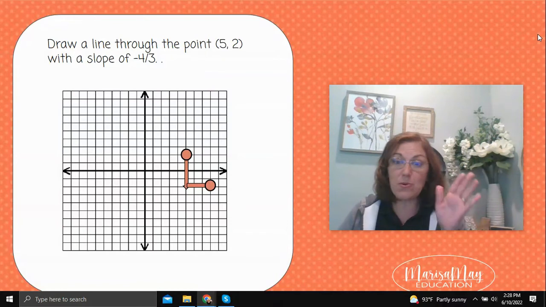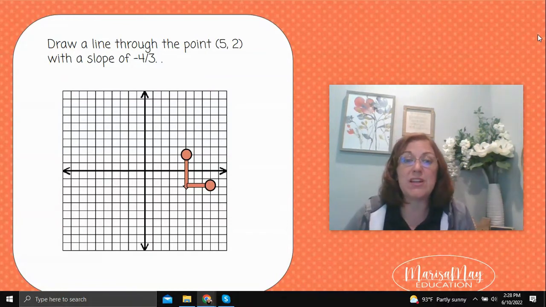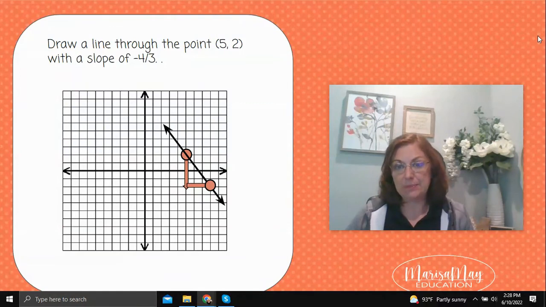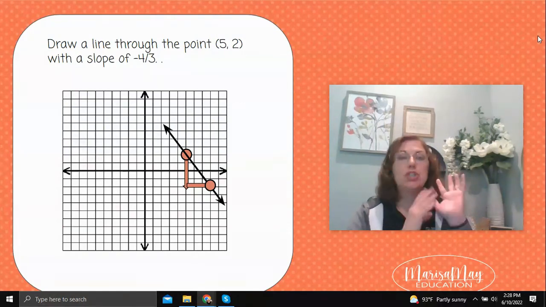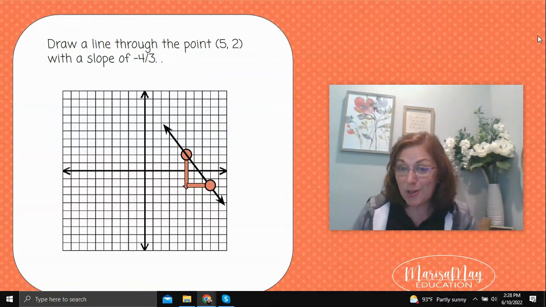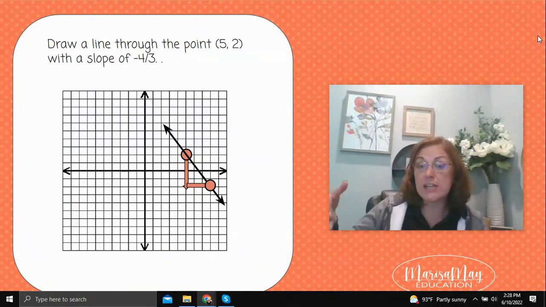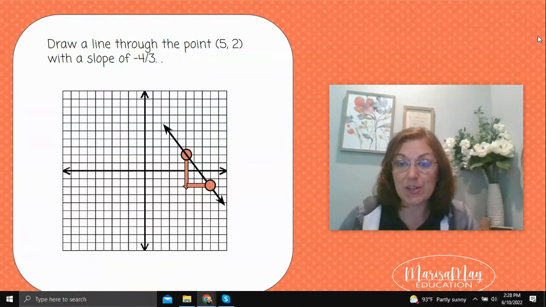So I'm going to place my second point right there. And now I've got 2 points. I'm ready to draw my line between these 2 points. Very nicely there. Okay, so remember, start with your point, then use your slope to help you get the second point, and then you can draw your line.